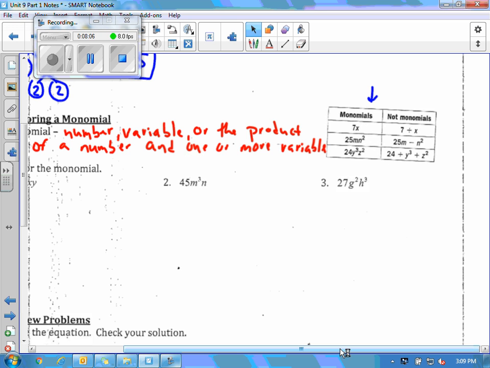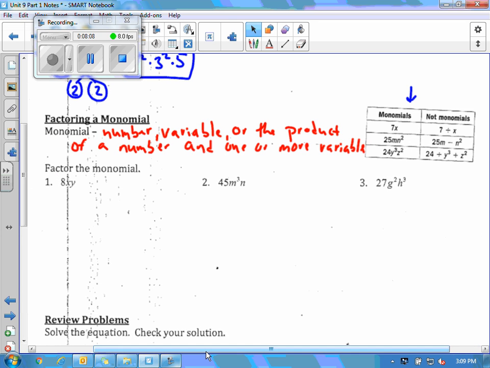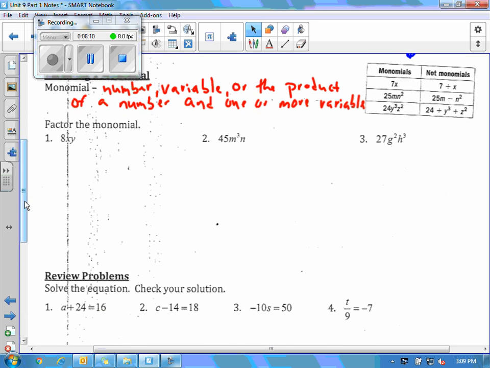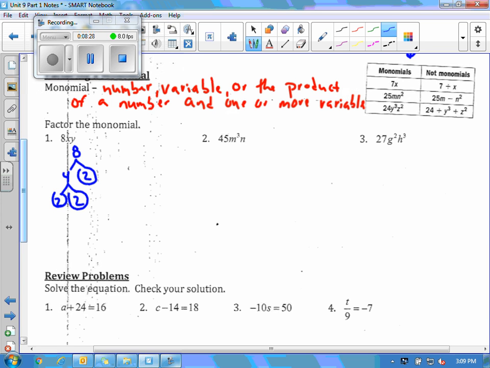Okay, so we're looking at how to factor those monomials. So if you look at our first example, you have 8xy. My recommendation to you is that you take the number part first. So I'm going to write 8 and do my factor tree. So I'm going to split that into 4 and 2. I can circle the 2. 4 I'll split into 2 and 2. I can circle both of those. So when I write out my factoring, I'll have 2 times 2 times 2. And I also have an x and a y, all just written out as multiplication.